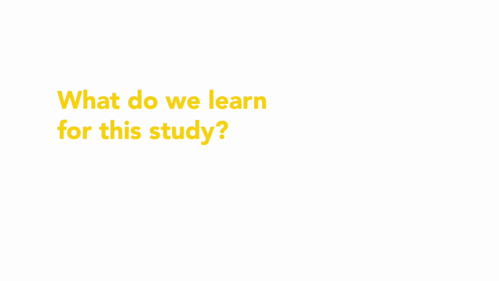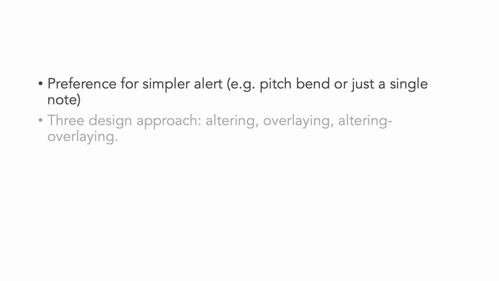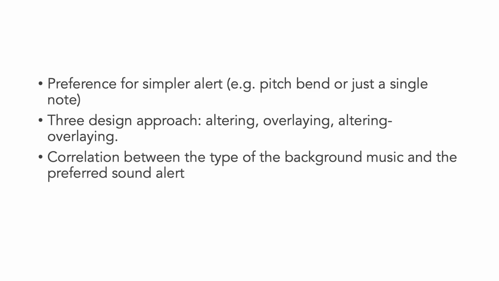What do we learn from this study? First, it was observed that there is a preference for simpler alerts, for example, pitch bend or just a single note. And we could categorize the result into three design approaches: altering, overlaying, and a mix of both. We also learned that there is a correlation between the type of the background music and the preferred alert. The background music that shared similar characteristics also have similar preferred alerts.